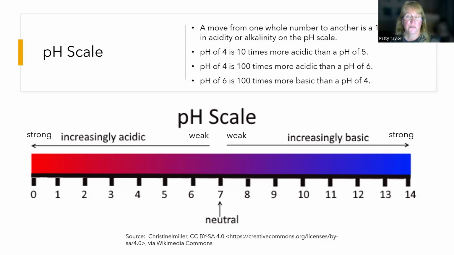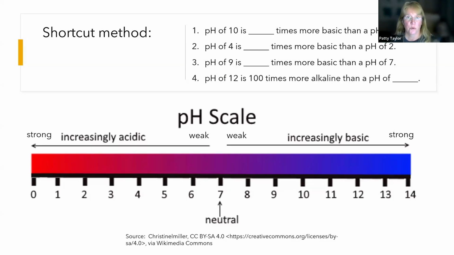We can also say a pH of 4 is 100 times more acidic than 6. Flip-flop it and say that 6 is 100 times more basic than 4. I hope you caught that we are looking at a 100 times difference here, not 20. That's because every whole number you move is a tenfold change in acidity or alkalinity. And so if you move multiple numbers, you're going to be multiplying 10 times 10 for every whole number that you move. So that's why it's a 100-fold change in acidity or alkalinity, not 20.